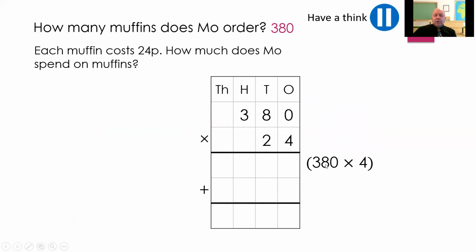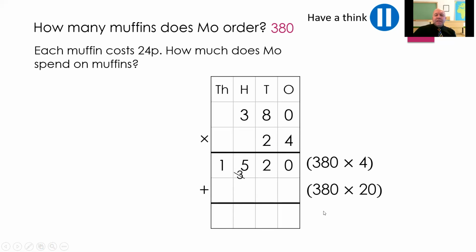4 lots of 380. So 4 lots of 0 is 0. 4 lots of the 8 tens is 32. 2 in, carry the 3 across. 4 lots of 300s is 12 hundreds. Plus the 3, it gives us 1,500. So 1,520. Now we're going to deal with the 2 tens.